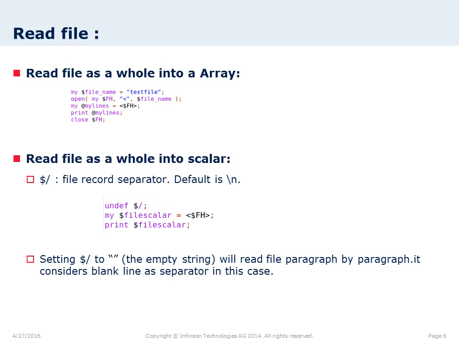So if you want to read paragraph by paragraph, then set this variable to an empty string, then it will consider a blank line as a separator in this case. This is the second way of reading a file.